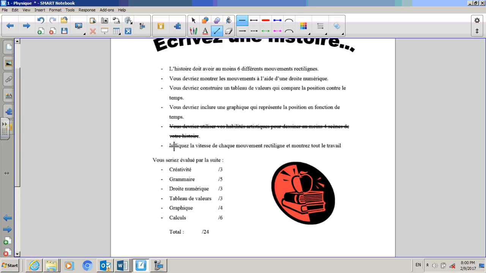Anyways, last part, indiquer la vitesse de chaque mouvement. So we didn't do this on the last one. What you would have to do is find your slope of each line, right? La vitesse. It's a derivative of vitesse vectorielle. So these are my tips for you when creating this.